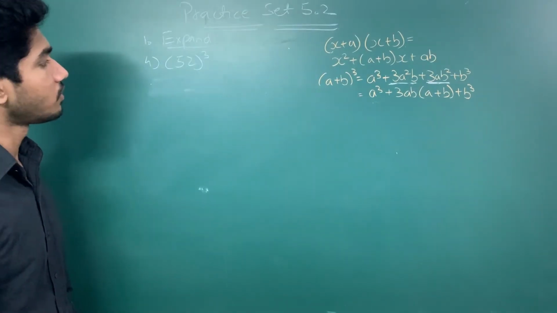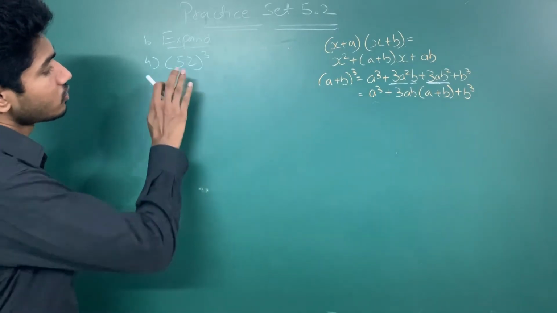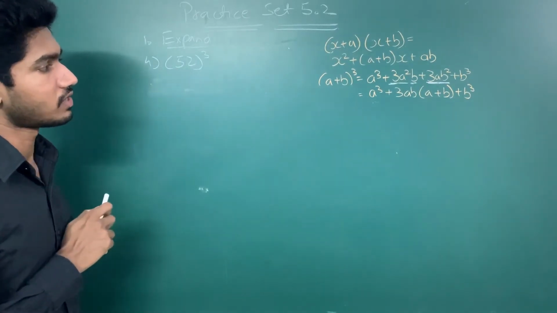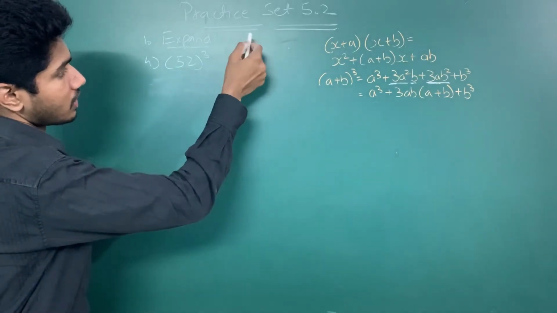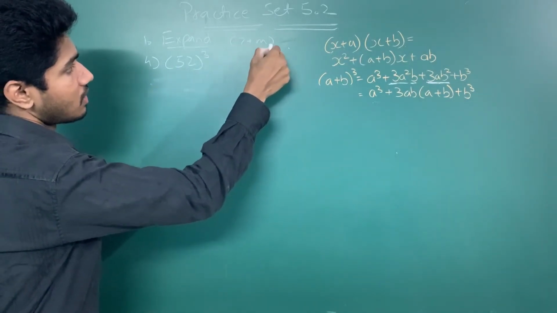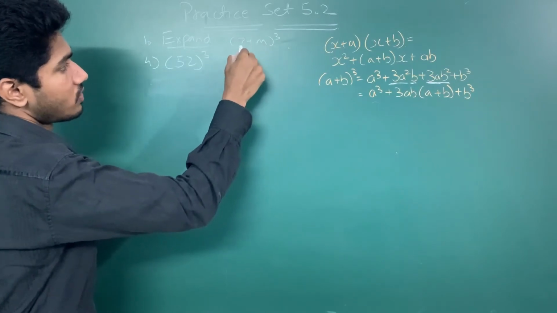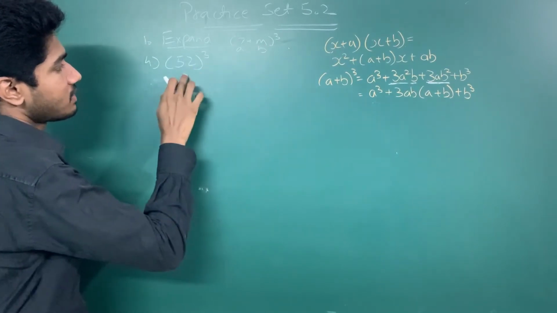Fourth sum, 52 the whole cube. Now this sum is not the same as the previous sum. Here, there were two terms, like for example 7 plus m that we did earlier, so it was easy for a and b. Here there is only one term.